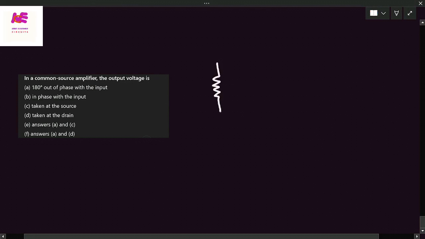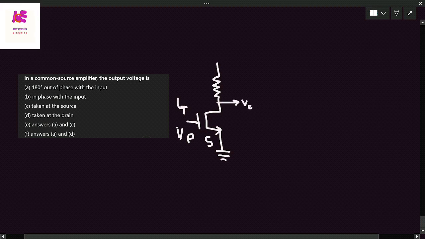I'm drawing this drain resistor, taking the example of an n MOSFET, and this is the source. Here, common source in the sense the input and output voltages are measured with respect to the source. Source is a reference point, source is ground in this case. This is the source terminal, this is grounded. The input voltage is applied at the gate terminal, and the output voltage is measured at the drain terminal. And this resistor is RD.